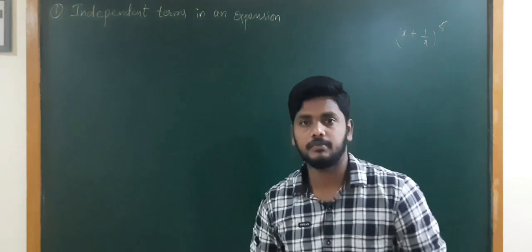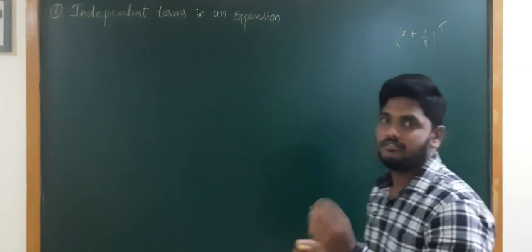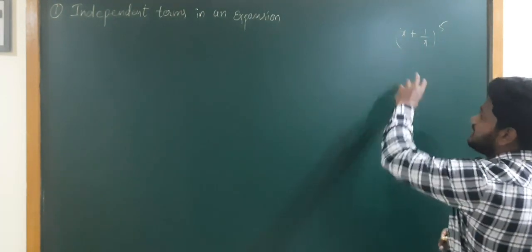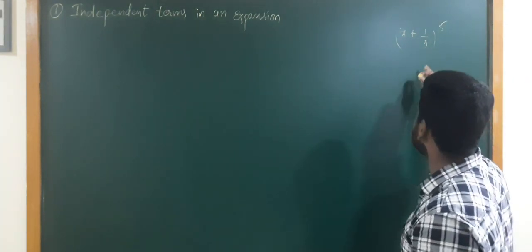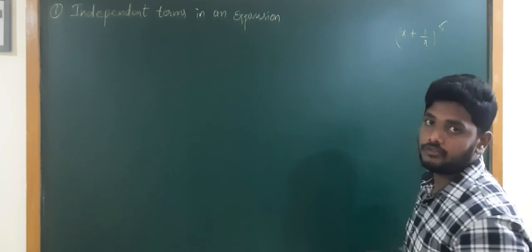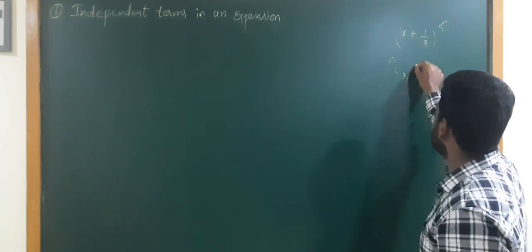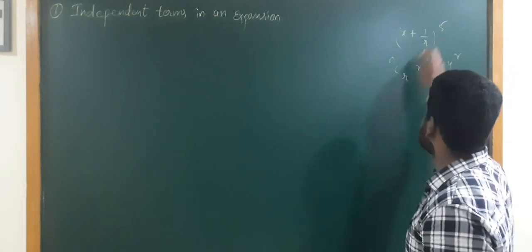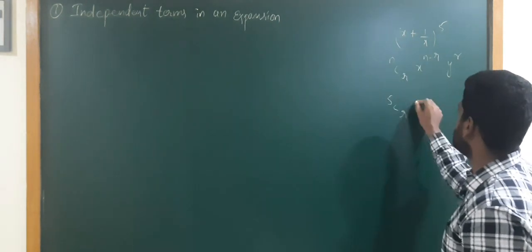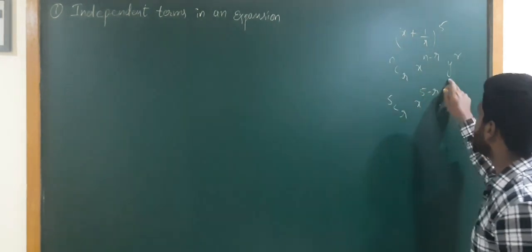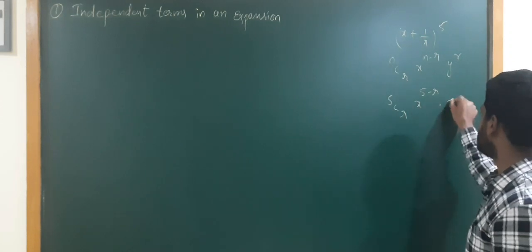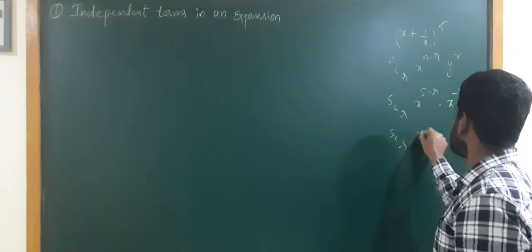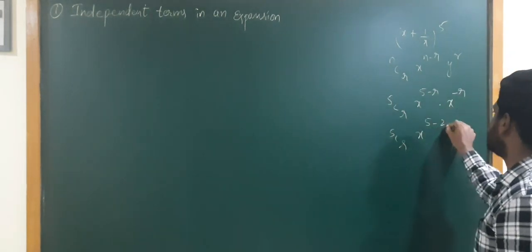The independent term is nothing but the term which does not have x. To find it, we need the general term, which is nC_r x^(n-r) y^r. This is the actual formula. Here n is 5, so 5C_r, x is x, so x^(5-r), and y is 1/x, which is x^(-r). So this is 5C_r x^(5-r-2r).